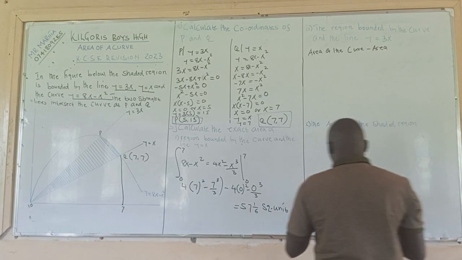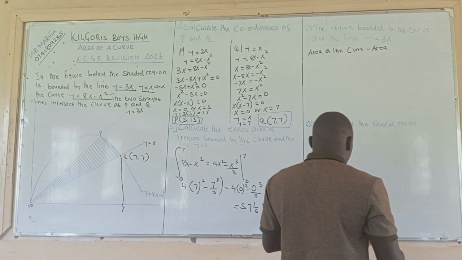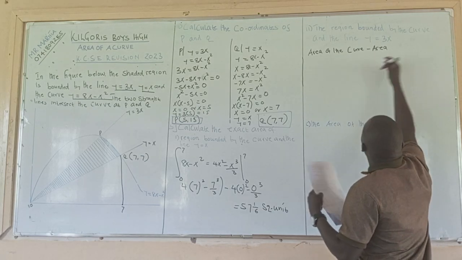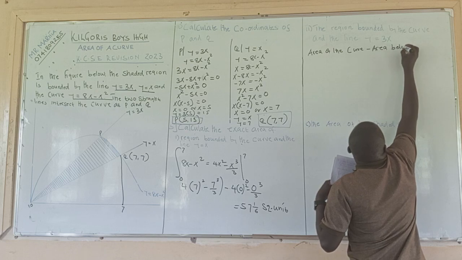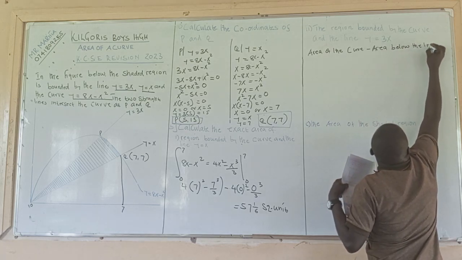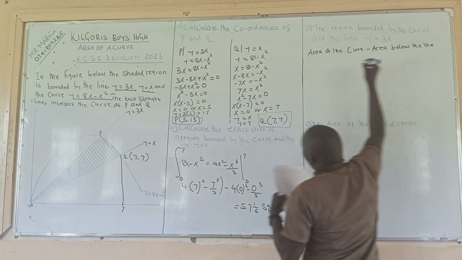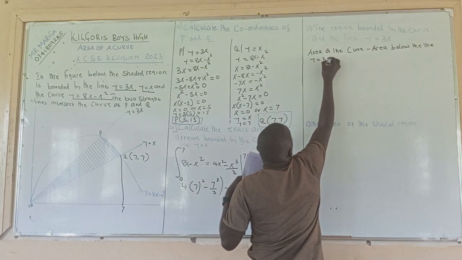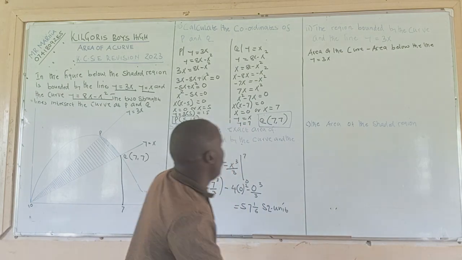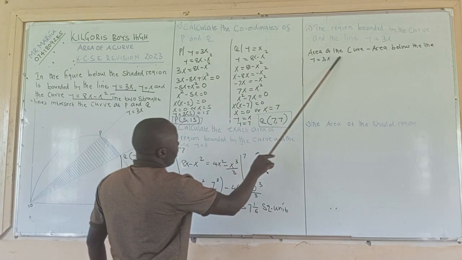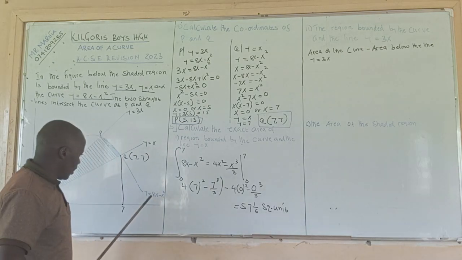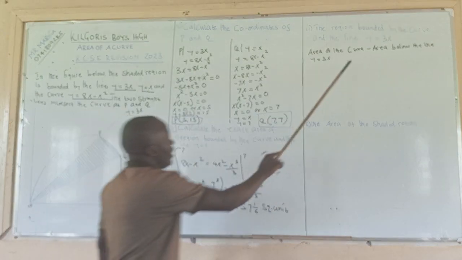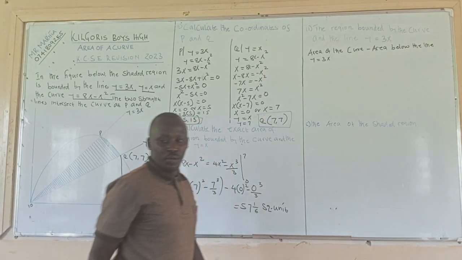It is the area of the curve minus the area below the line, y is equal to 3x. So to get the area of the region bounded by the curve, it is the area of the curve, which is 8x minus x squared, minus the area below the line y is equal to 3x.